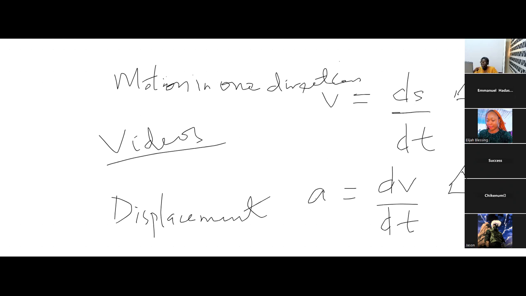Now, every video you see, they are making use of displacement. They are making use of velocity and acceleration. I'll tell you why.